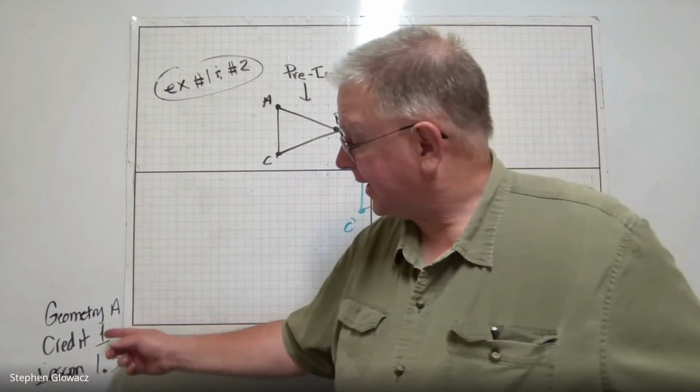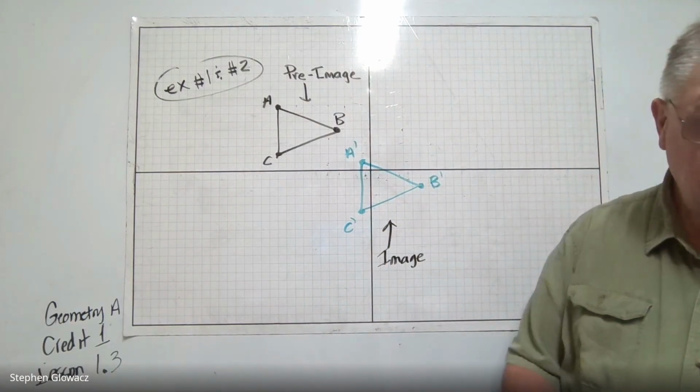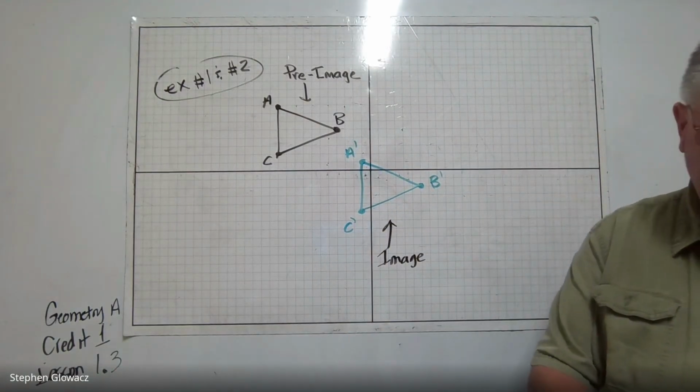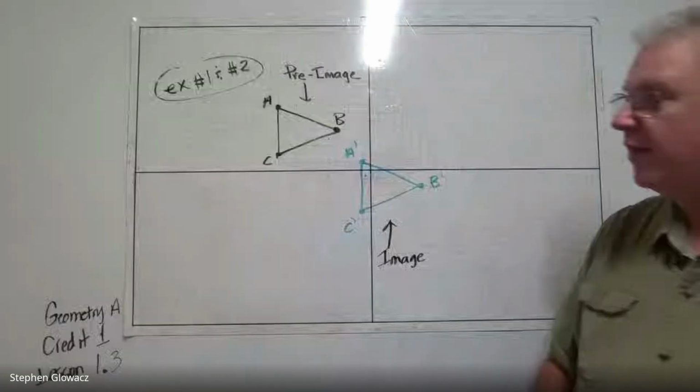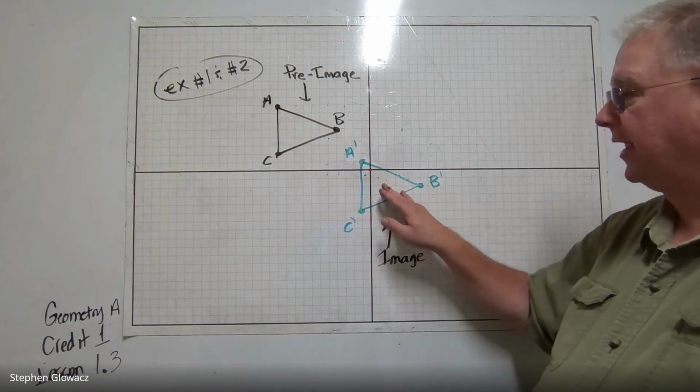Okay, these are the examples for Geometry A, Credit 1, Lesson 1.3. All right, so what we're going to be doing here is trying to determine the translation rule to go from our pre-image to our image.